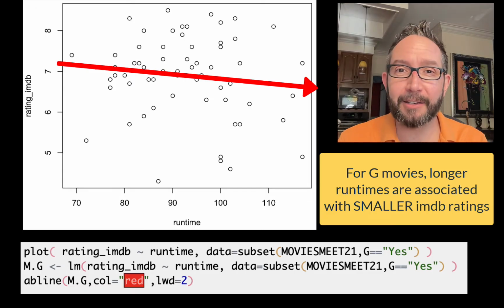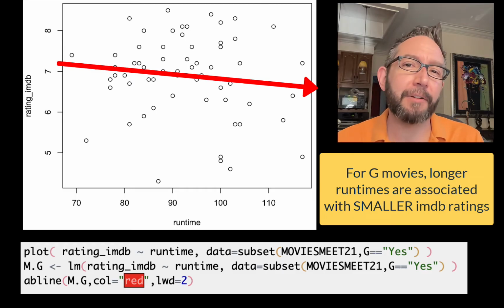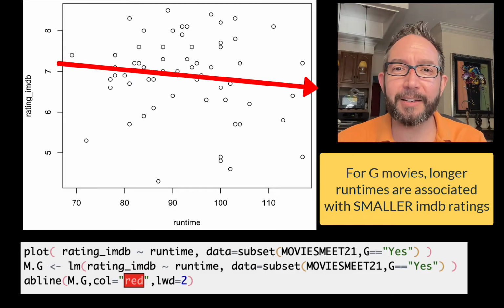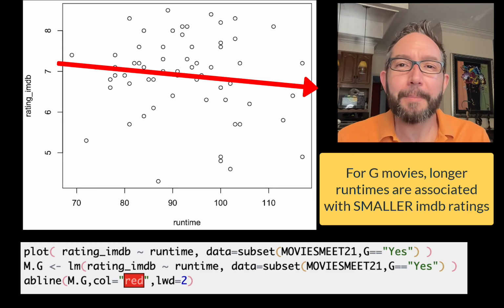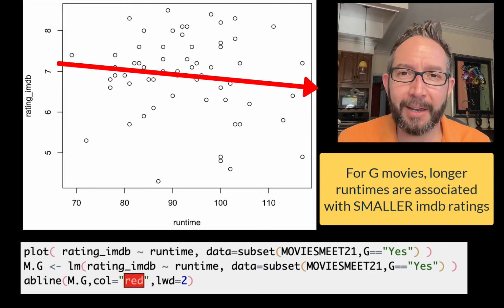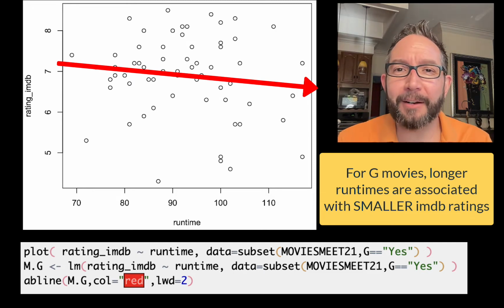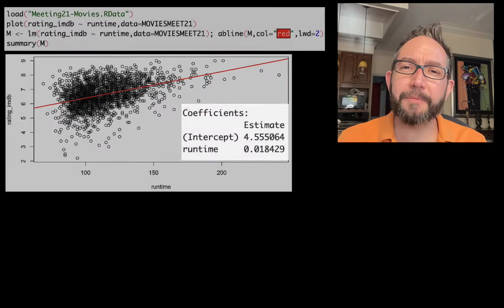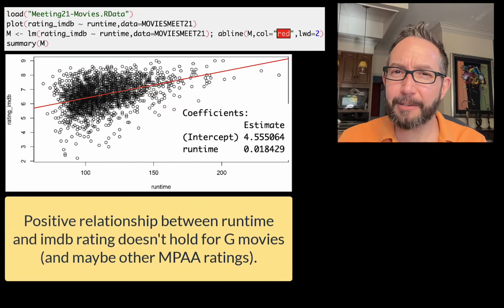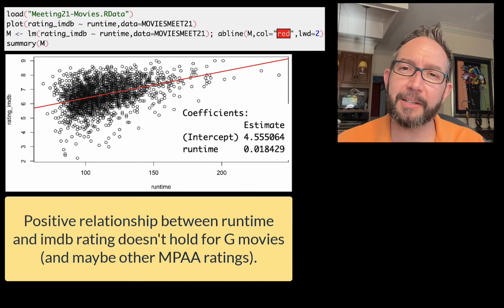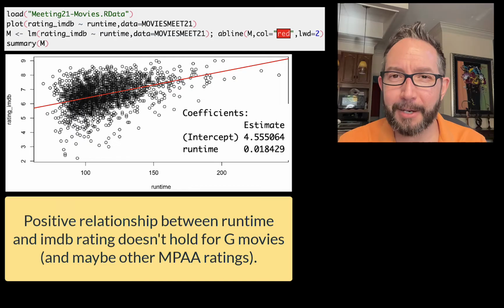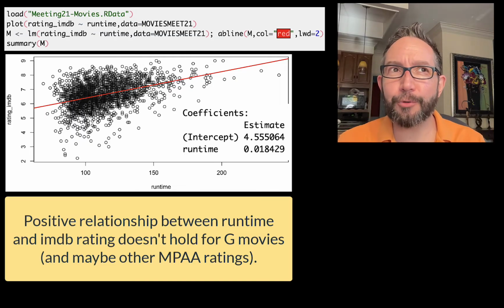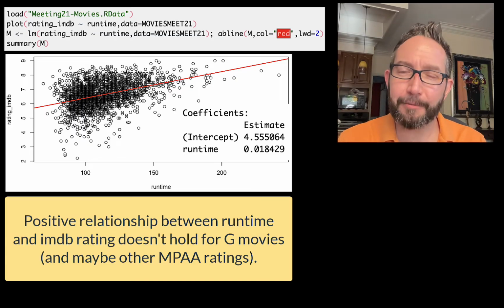If it's a movie that's going to be targeted for kids, you want to have that runtime be a little bit shorter. Otherwise, they're going to get a little bit antsy, a little bit impatient. They're going to lose their attention span, and with too long of a movie, the parents are going to be like, this was poorly designed. My kid started misbehaving. I just didn't like the movie here. So what we've discovered is that this pattern here, longer runtimes being associated with higher IMDb ratings, isn't necessarily going to be true for all MPAA ratings.